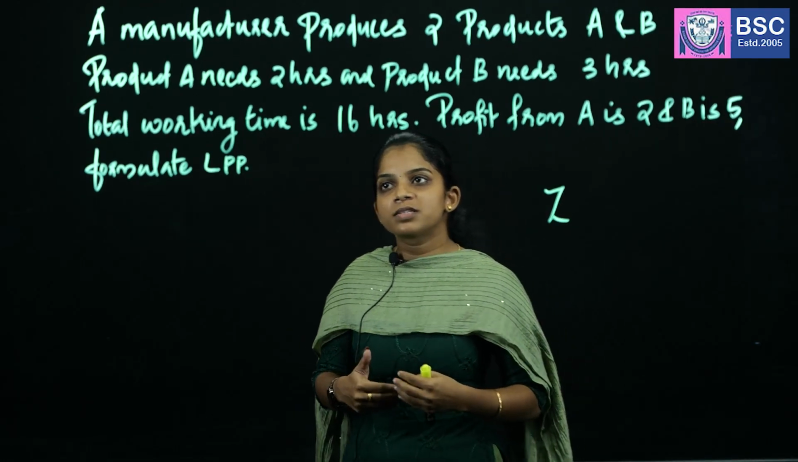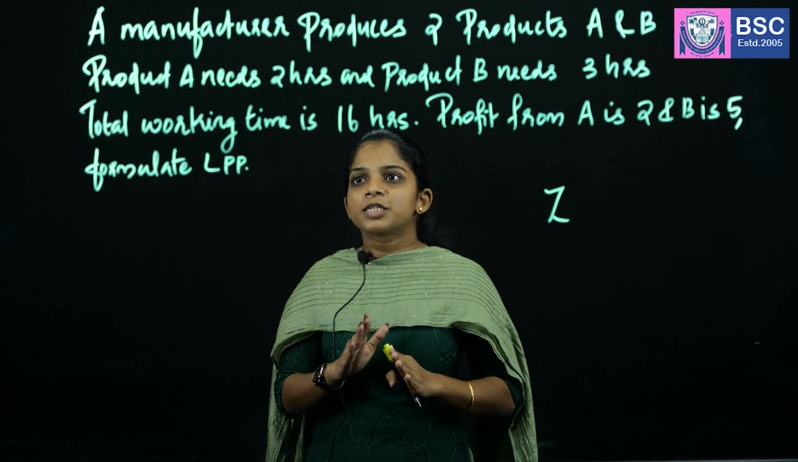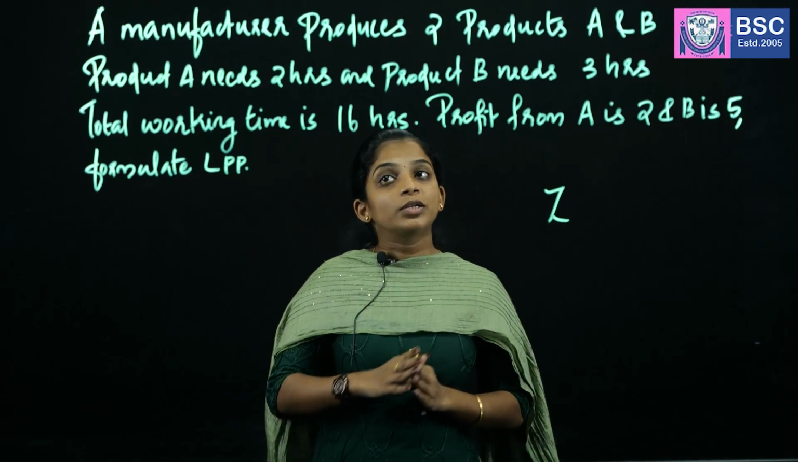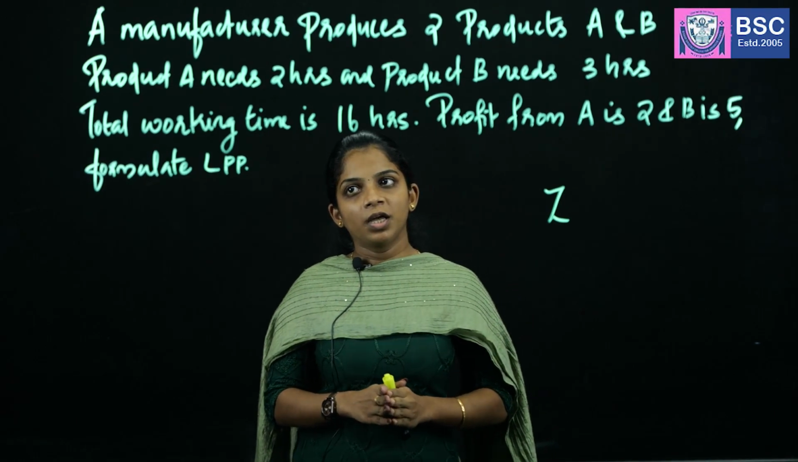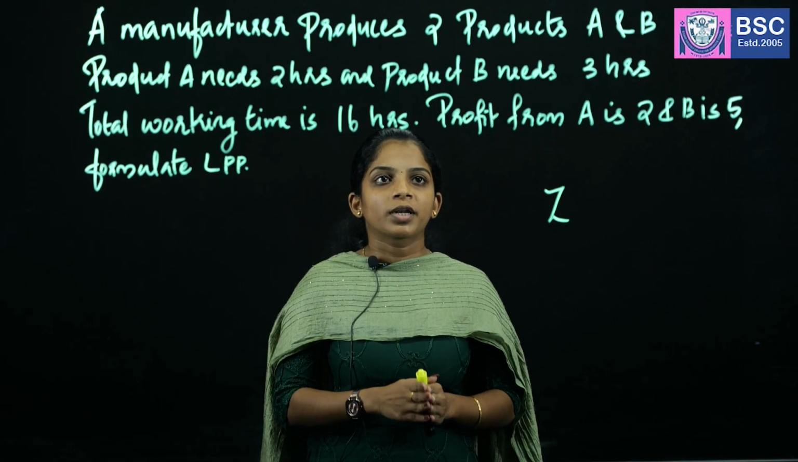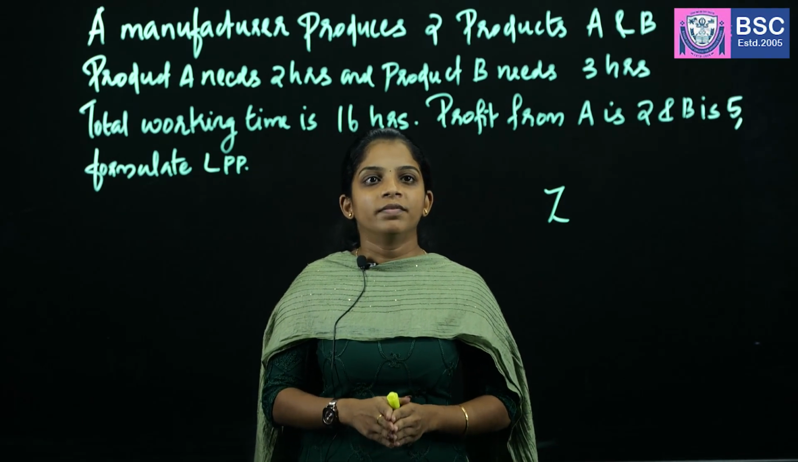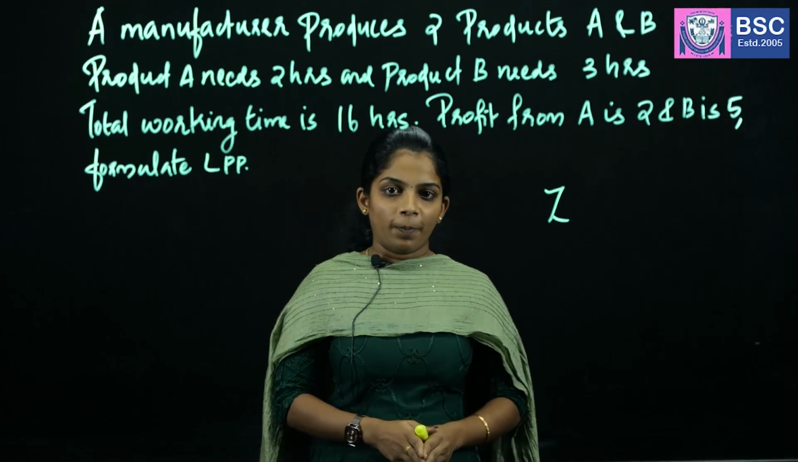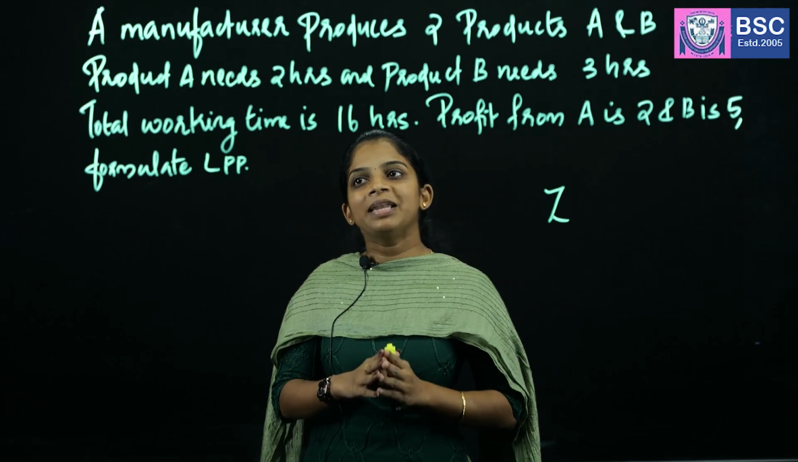Now let us make it more clear with the help of an example. Let's look into this question. A manufacturer produces two products, A and B. Product A needs 2 hours and product B needs 3 hours of working time. The total working time is 16 hours. Profit from A is 2 and from B is 5. Formulate the LPP. So here a manufacturer produces two products, namely A and B.